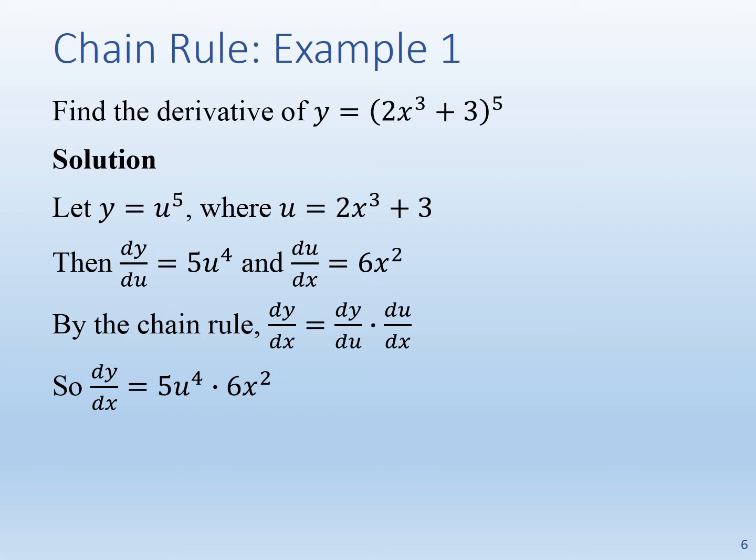Now the u is not really the variable we want to leave it in, so we'll replace the u with our 2x cubed plus 3. So there it is there. And then we'll just tidy it up a little bit. We won't bother expanding that power of 4. We'll leave it in factored form there, but the 6 times 5 is 30. We can certainly tidy that up. And the x squared we'll just put in front. So there's our answer.